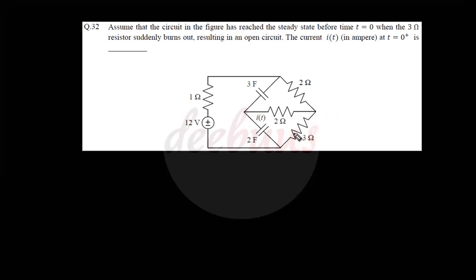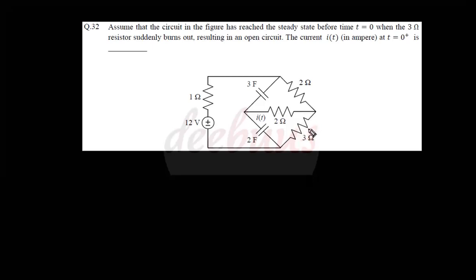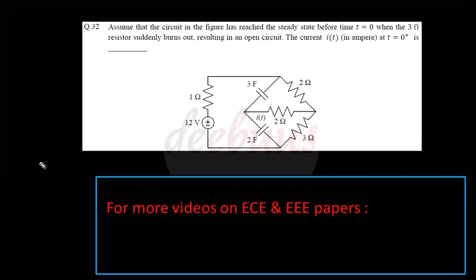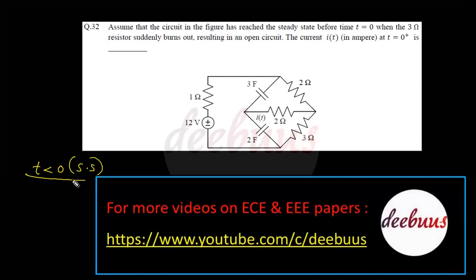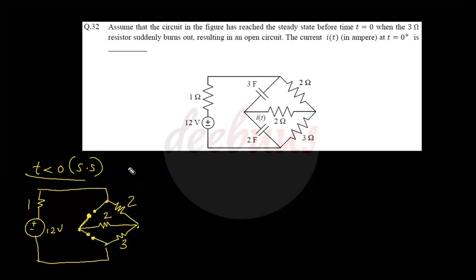So in this circuit, actually a switching type of action happens at this 3 ohm, right? Before t equal to 0, the 3 ohm resistor is there in the circuit and it attains steady state. And at t equal to 0, suddenly the resistor becomes open circuited. So switching action happens at this 3 ohm. So we can draw the steady state circuit for t less than 0. Here steady state is attained. So the 1 ohm, 12 volt. Before t equal to 0, the circuit attains steady state and the figure looks like this.